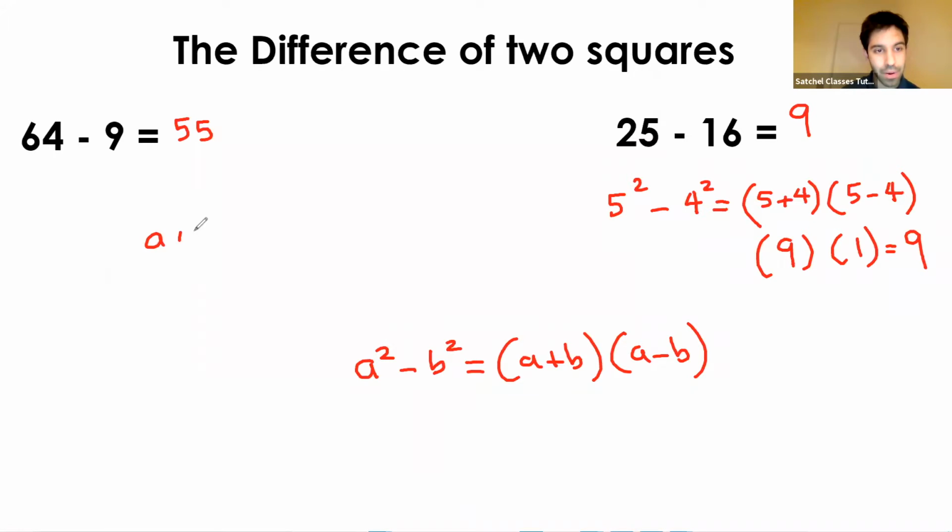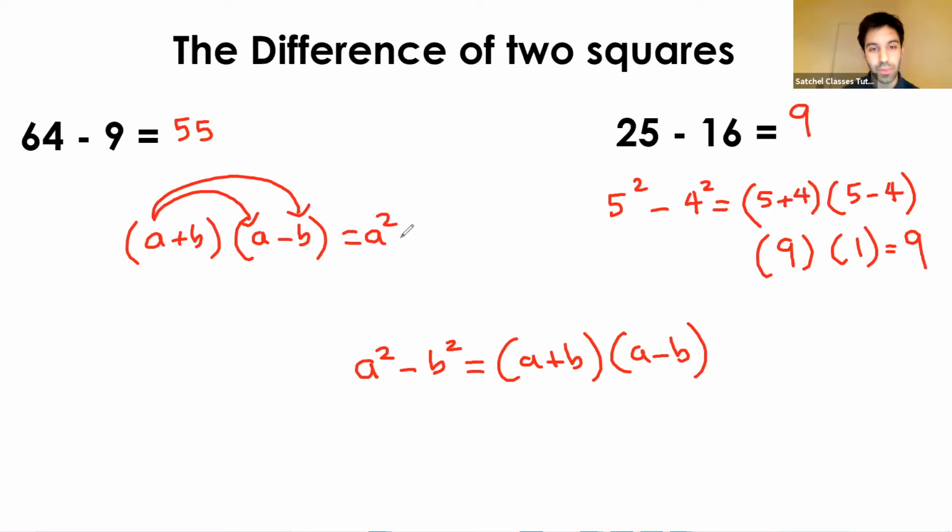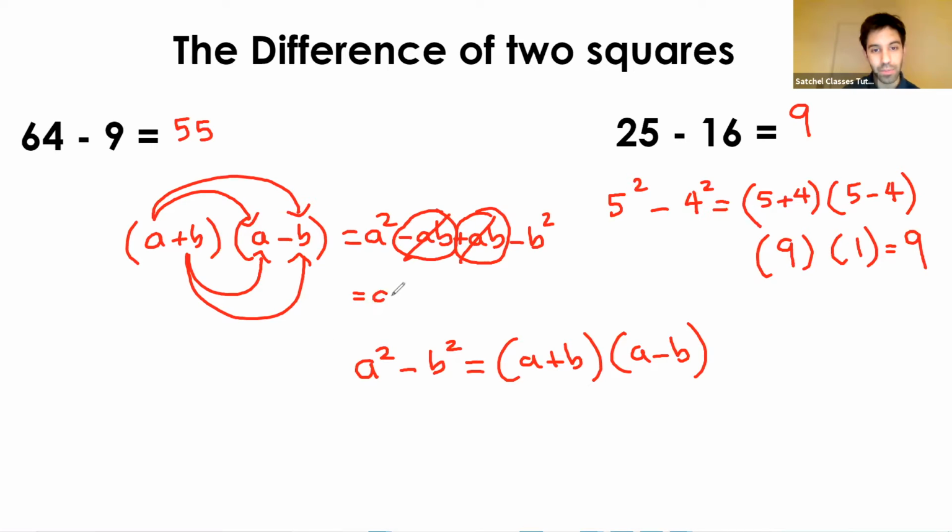And if we had a plus b multiplied by a minus b, what we'll have is a times a is a squared. A times minus b is minus ab. Then we will have b times a, which is positive ab. And then we will have b times minus b, which is minus b squared. Now minus ab plus ab will simply cancel out. That will give us 0. So what we'll end up with is a squared minus b squared.